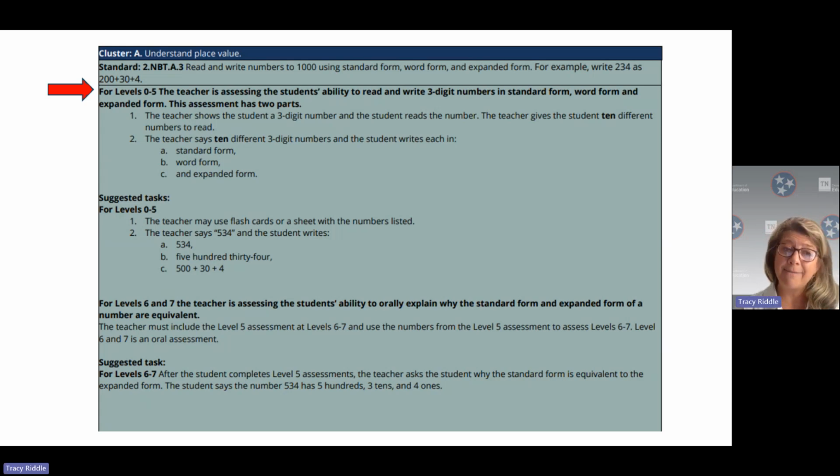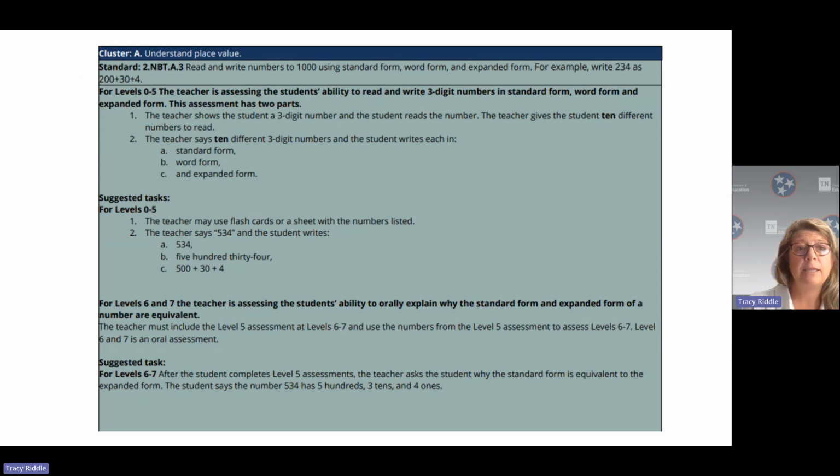At level 6 and 7, you will videotape the student orally explaining why the standard form and the expanded form are equivalent. It's an oral assessment at level 6 and 7. After the student has completed level 5, you'll see in the suggested task that they will use their level 5 assessment where they have written out these 10 different numbers, and they will use those numbers to explain.